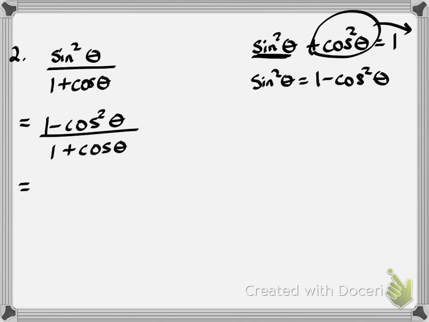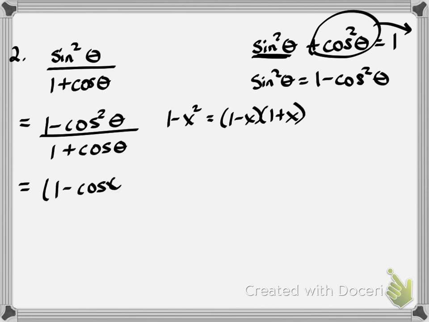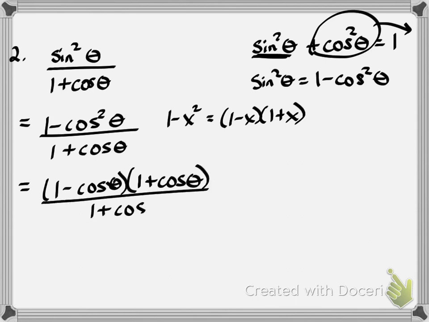And then I'm going to factor the numerator. That is just like 1 minus something squared that we would break down to 1 minus x and 1 plus x. It's a difference of squares, difference of two perfect squares. So it's going to break down to 1 minus cosine theta times 1 plus cosine theta over 1 plus cosine theta. Then this 1 plus cosine theta on the bottom and the top can divide out, and you're left with 1 minus cosine of theta.